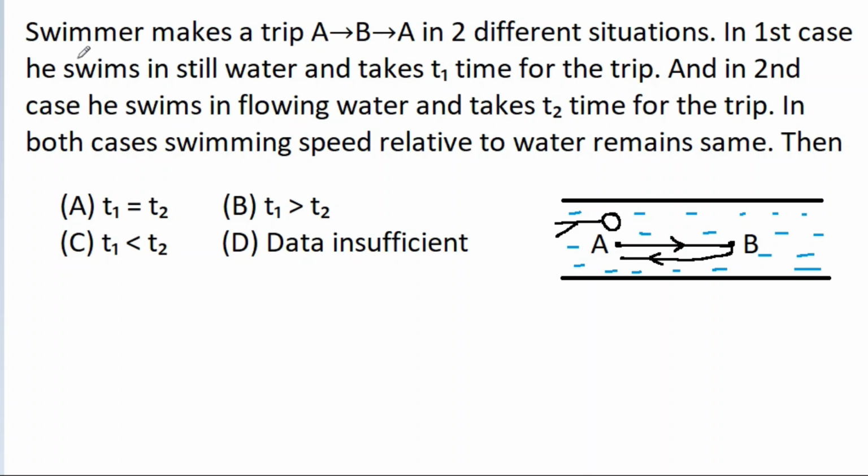In this video we have given that a swimmer makes a trip A to B to A in two different situations. In the first case, he swims in still water and takes T1 time for the trip, and in the second case, he swims in flowing water and takes T2 time for the trip. In both cases, swimming speed relative to water remains the same. Then we have to choose the correct option from the four options given.